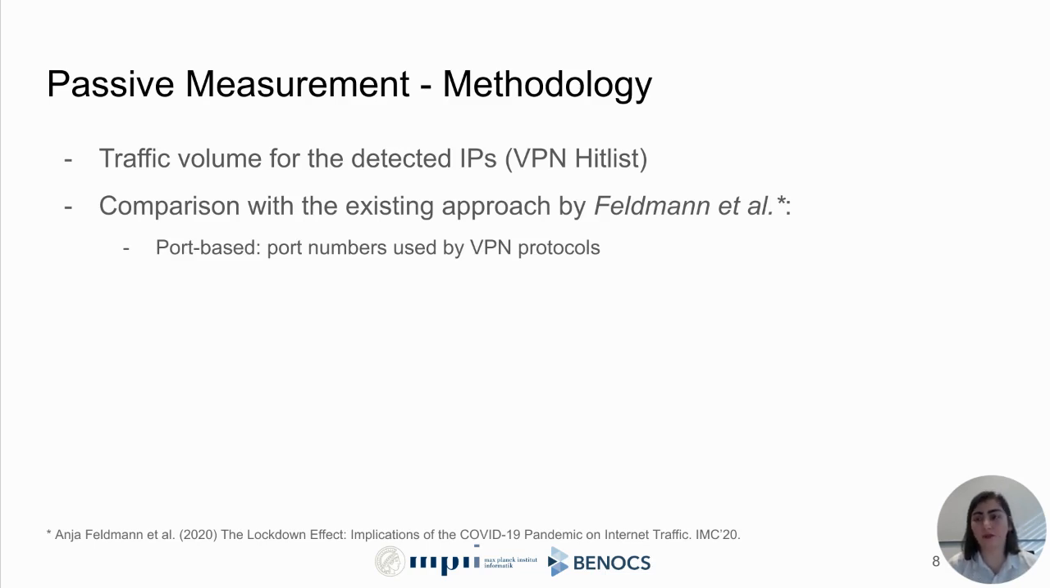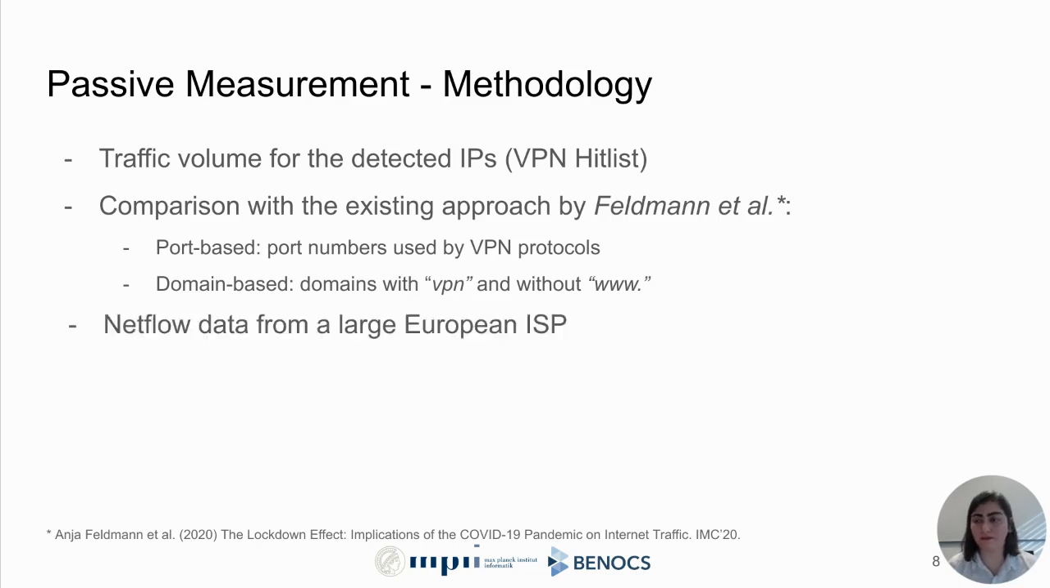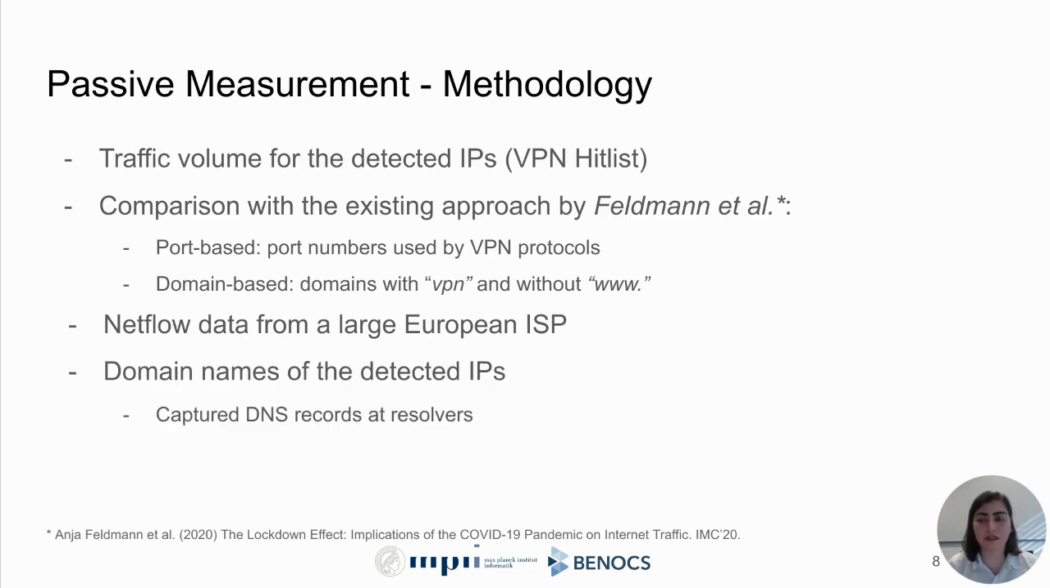The port-based approach takes the port numbers used by VPN protocols and filters the traffic based on them. The domain-based approach, however, takes the domain names and filters the traffic based on the domains. When the domain name has VPN and doesn't include www, to exclude web servers, we take the traffic as VPN. For that, we use NetFlow data from a large European ISP and domain names from DNS records at the resolvers. And if we don't find any DNS record at the resolvers, we just take the reverse DNS lookups.